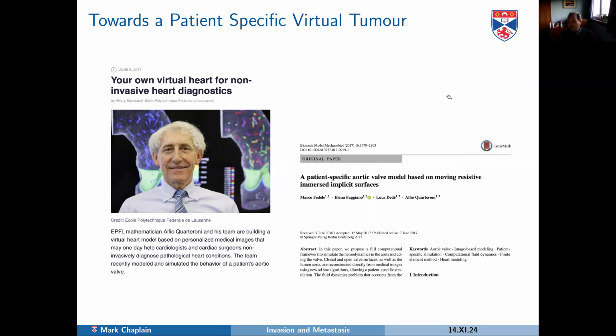So that's what we are really hoping to do over the coming years with our metastatic spread model: generate a framework that would allow clinicians to make better predictions for patients and allow them to make their clinical decisions at an earlier stage, or make better clinical decisions.